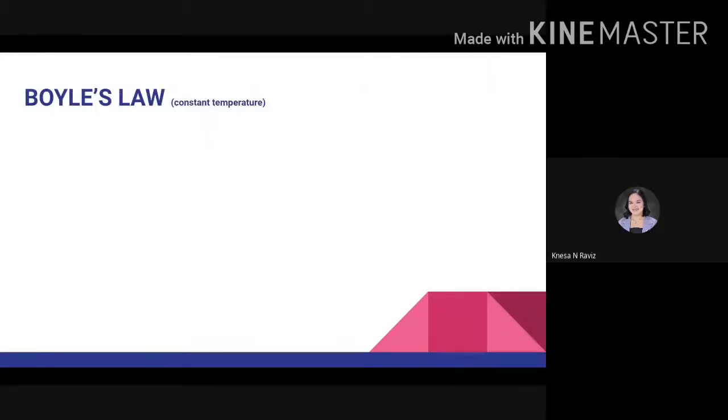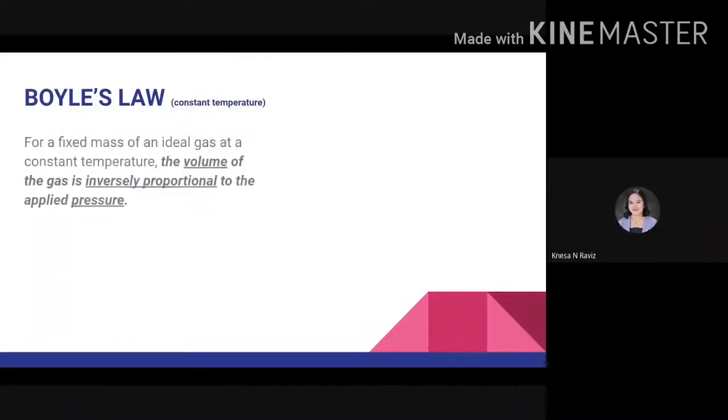Let us now take a look at the gas laws individually. The first one is Boyle's law. For a fixed mass of an ideal gas at a constant temperature, the volume of the gas is inversely proportional to the applied pressure. What do we mean by inversely proportional?